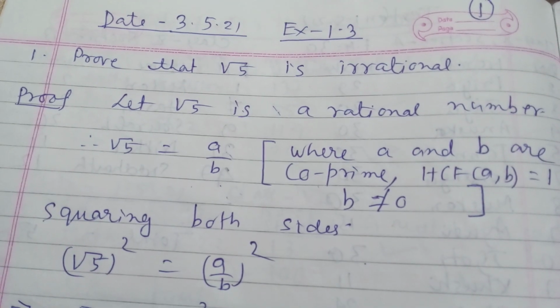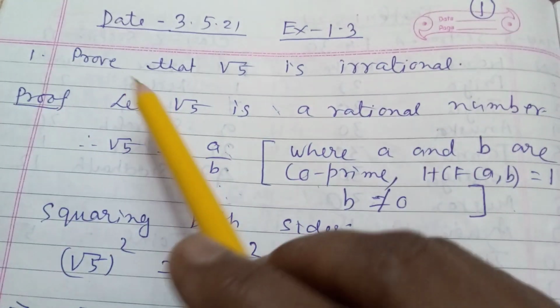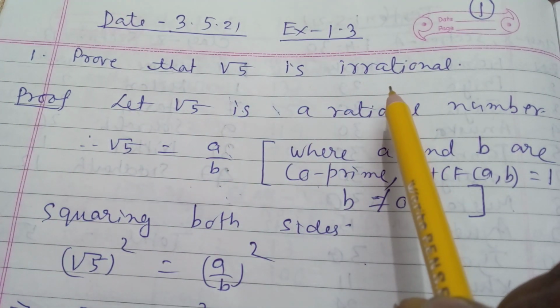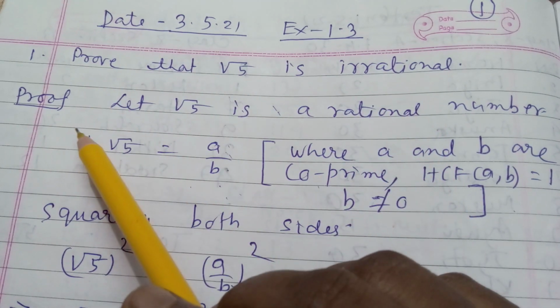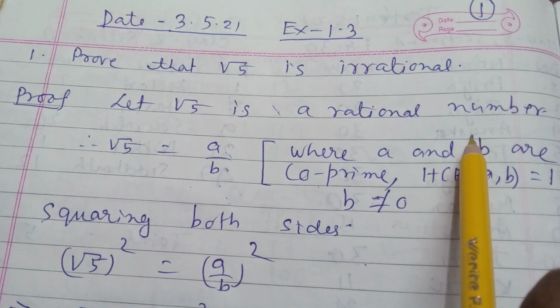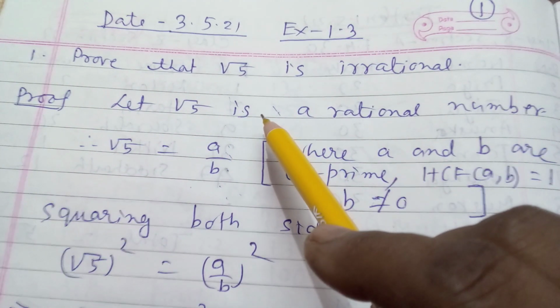Today I shall start exercise 1.3, question number 1. The question is: prove that root 5 is an irrational number. Now, proof. Let root 5 be a rational number. At first you have to assume that root 5 is a rational number.